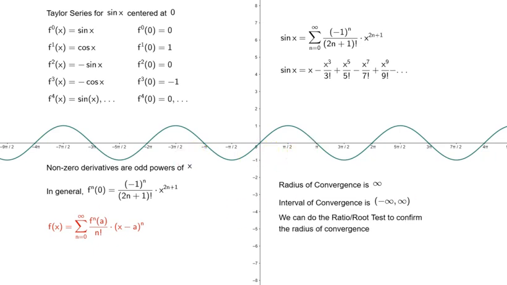Now let's look at the Taylor series itself in the graph. So this is the slope or the derivative at 0. As I keep increasing the number of terms, you will notice that it gets closer and closer to converging with sin x. If we really want to prove this, then we can do the ratio test or the root test to confirm the radius of convergence. So that was the Taylor series derivation of sin x.